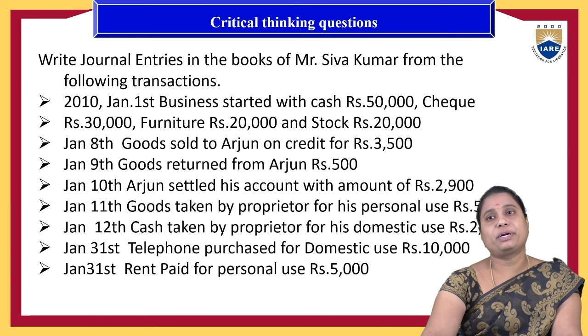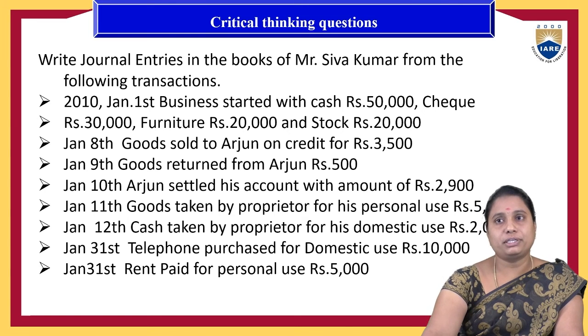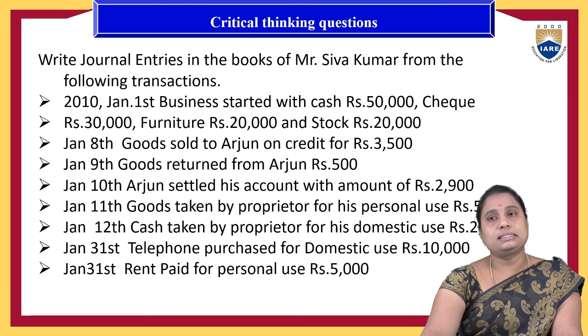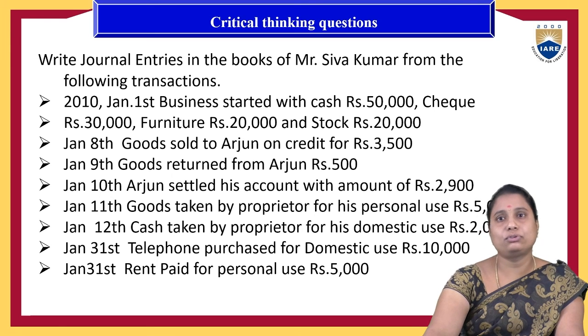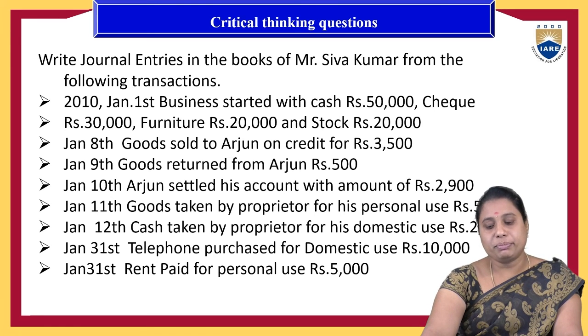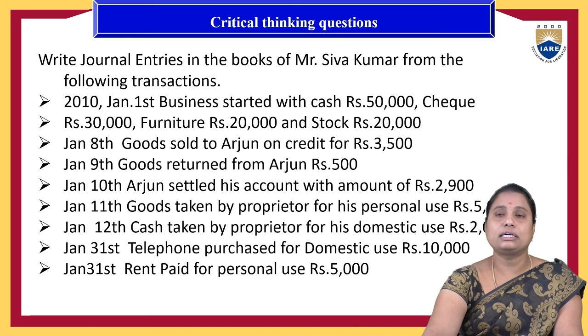Goods taken by the proprietor for his personal use, that is drawings account and purchases account. Cash taken by the proprietor for his domestic use, that is drawings account and cash account. Telephone purchased for domestic use, drawings account and telephone account. And rent paid for personal use, again rent account and drawings account. So for this one, we need to prepare the journal entries.